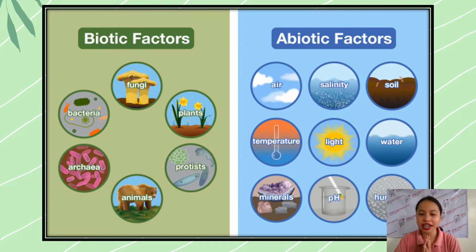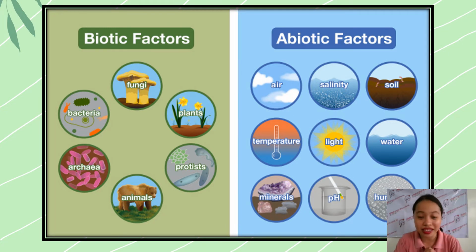Okay, so we have here the two factors for ecosystem. We have the biotic and abiotic factors. So what is the difference between the two? As you can see there in the examples, when we say biotic, those are living things. Again, biotic, bio meaning life. So these are the living things. When we say abiotic, those are non-living things. Means not life. So no life.